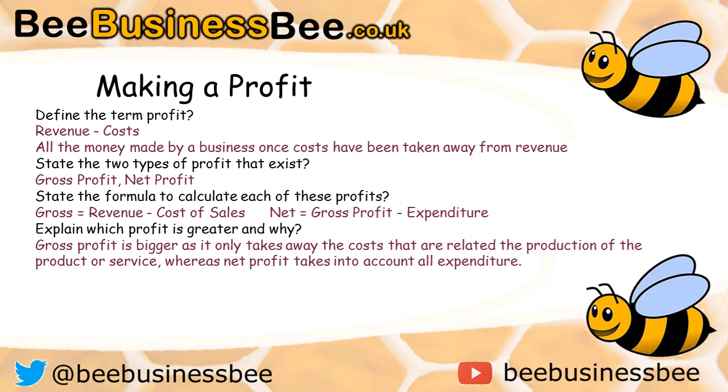The 2 types of profit that exist are gross profit and net profit. And remember, you need to know these formulas. Gross profit is revenue minus the cost of sales, whereas net profit is gross profit minus expenditure, or it could be revenue minus all costs.